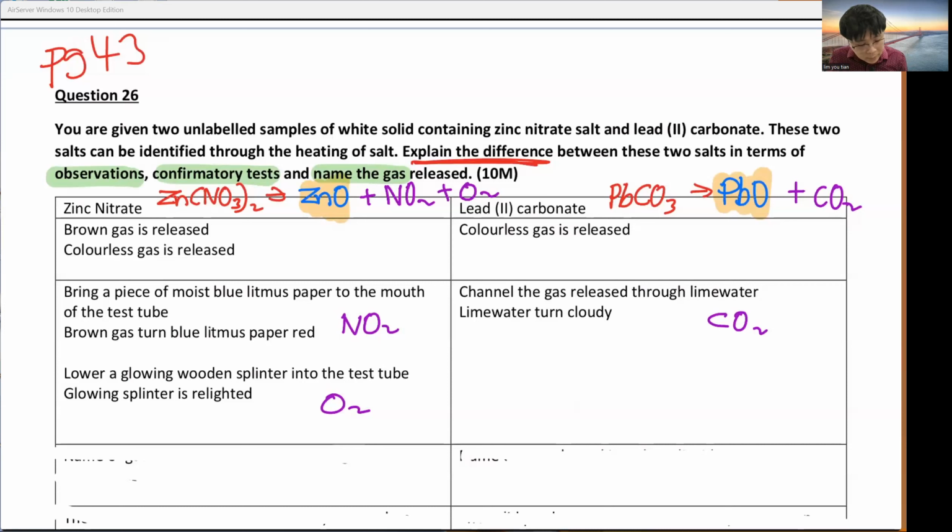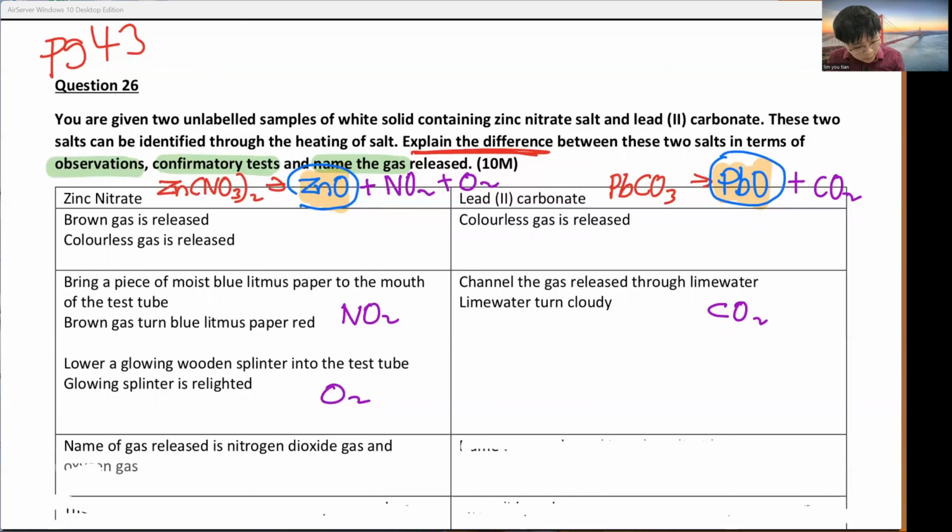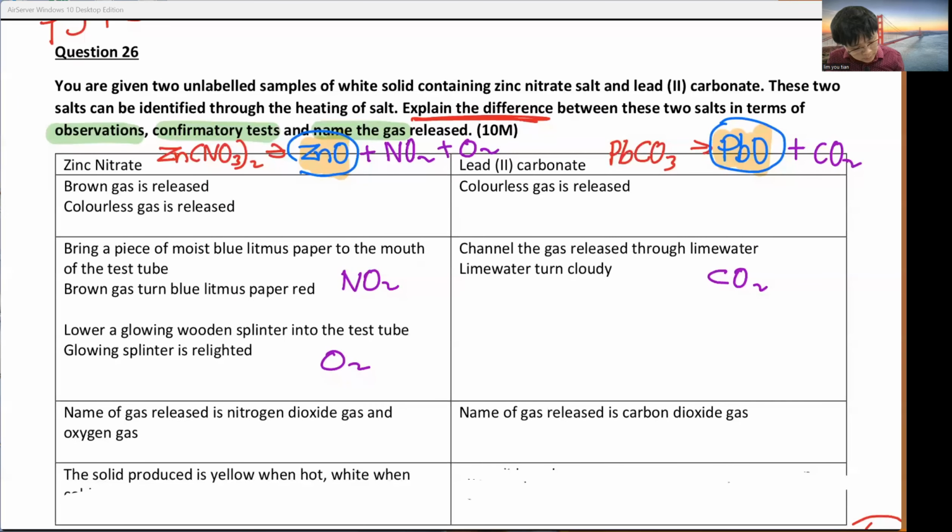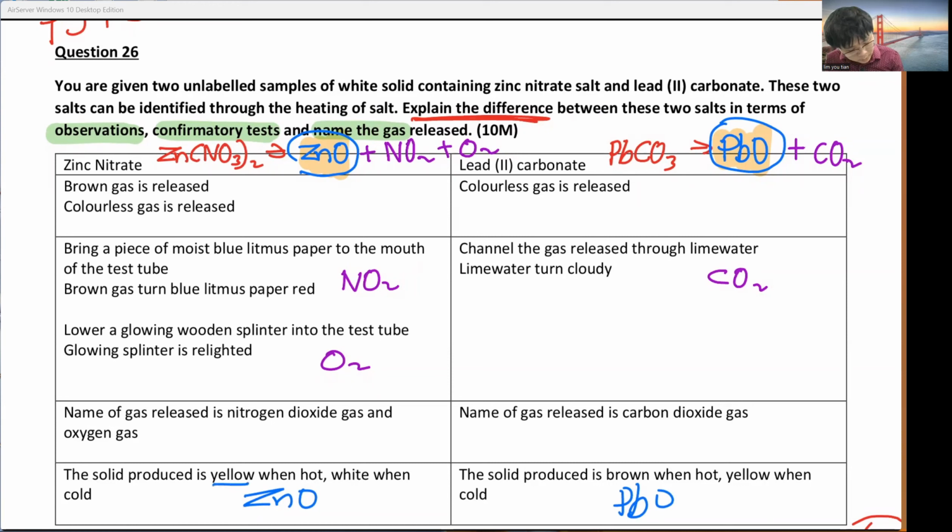Then talk about the solid that comes out. What is the difference? Zinc oxide is, as I told you, brown when hot, yellow when cold. Then the PbO is yellow when hot, white when cold. Because they want the name, this is the name of the gas. You need to answer according to what they want. So quite a direct question.